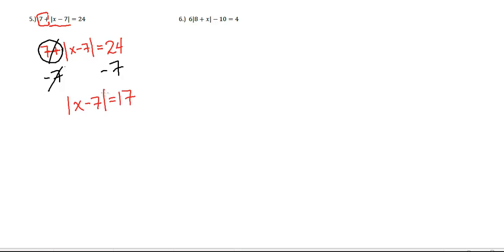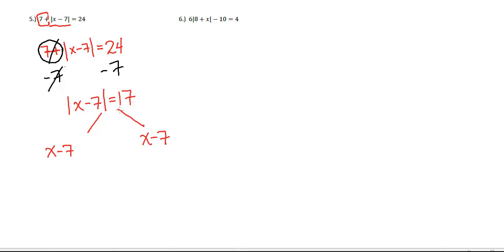All right, now this I know how to do. This I break up into two separate equations, okay? So I know I've got x minus 7, and I've got x minus 7. Well, if I think about this from the number line, what I've got is absolute value of x minus 7 is 17. That's basically saying that the number x minus 7 is 17 units away total from 0 on the number line. Okay, so I have to go out 17 on both sides.